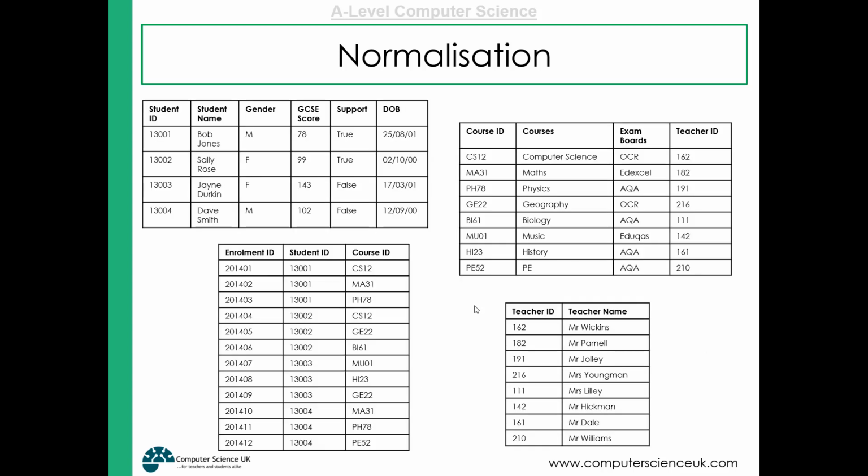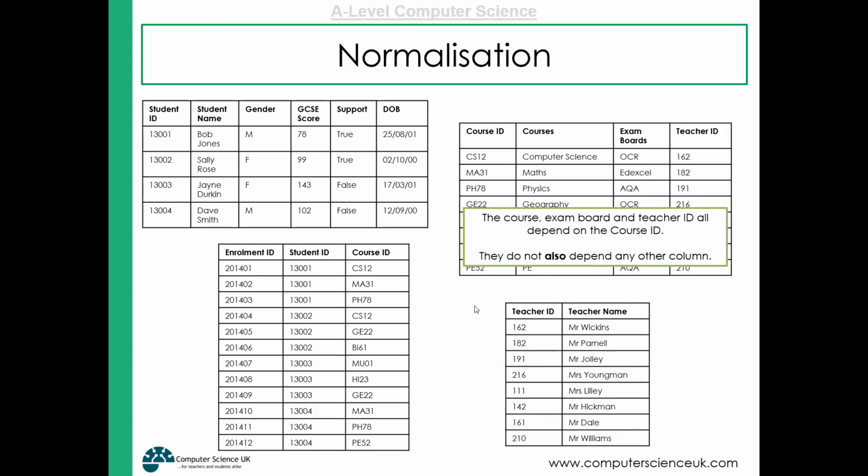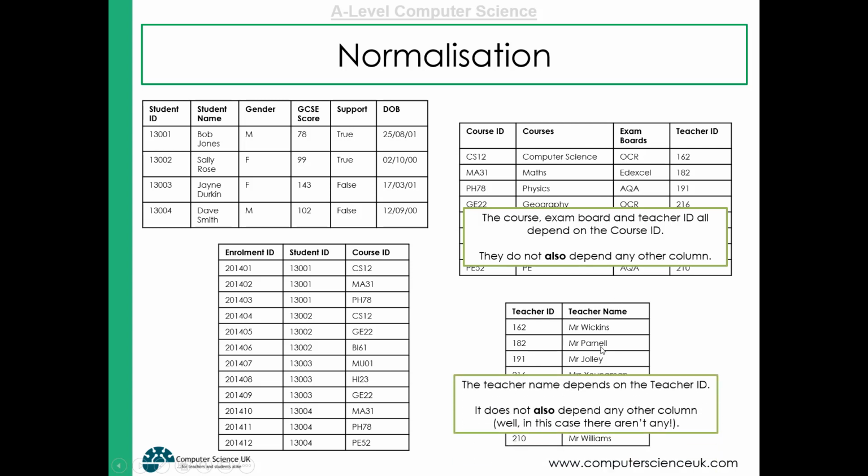So we've got our tables that we had before, our relational database. Now if we go through each one, the course, the exam board, the teacher ID all depend on the course ID. They are not also dependent on any other column. So the course, computer science, the exam board, the teacher ID, all of those are dependent on the course ID and they're not dependent on any other. So that's fine. Here, the teacher name depends on the teacher ID. It does not also depend on any other column, and in this case there aren't any others.